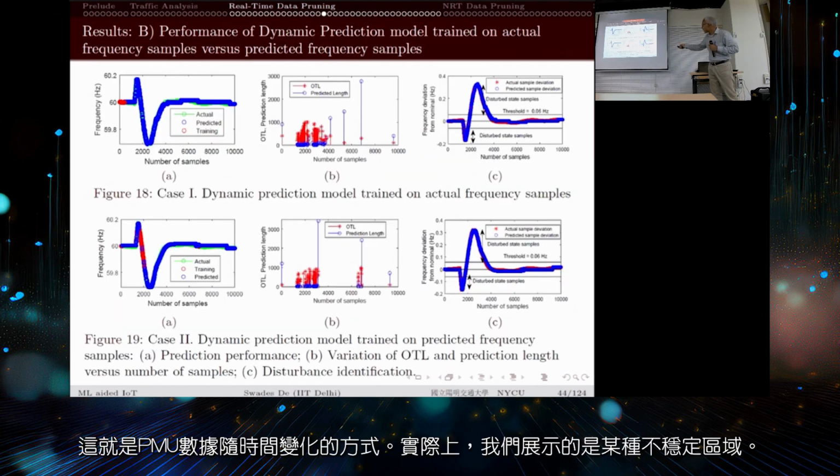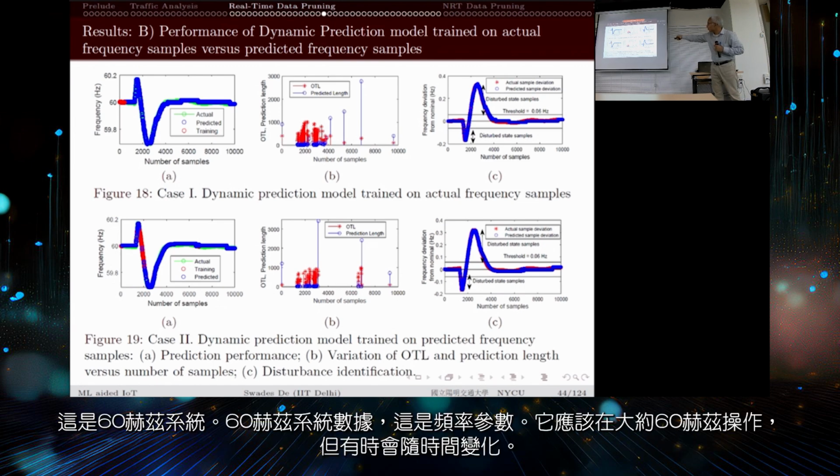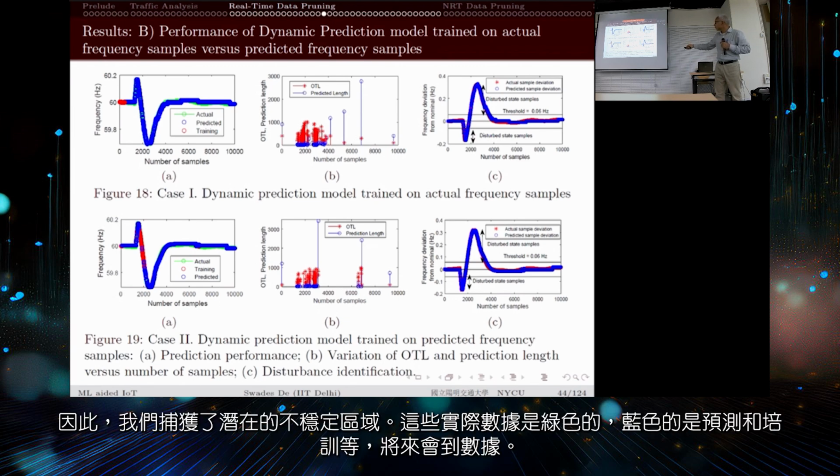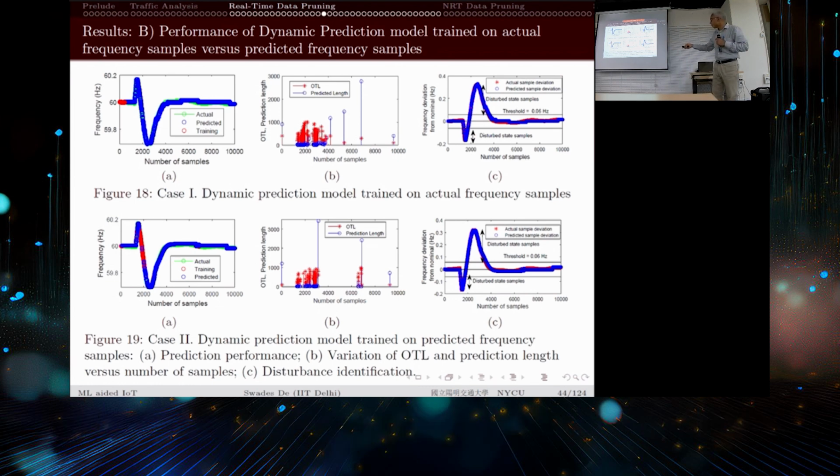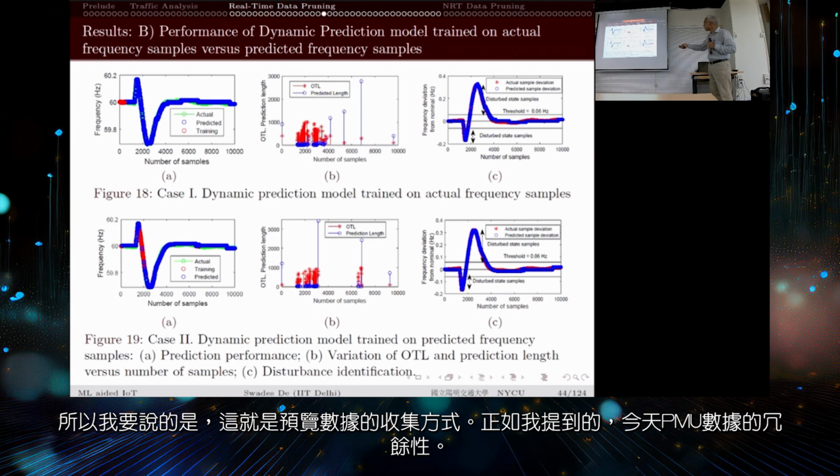This is how the PMU data varies with time. What we have shown is some kind of instability region. This is the 60 Hz system, and this is the frequency parameter. It is supposed to operate at about 60 Hz, but sometimes it changes with time. We have captured a potential instability region; the blue lines are predicted and training, and the green ones are the actual data. We'll come to that later. This is how the PMU data is being collected.